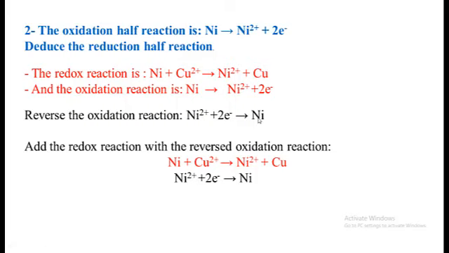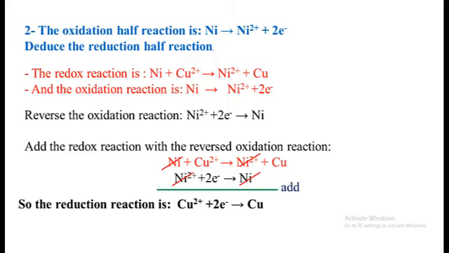Now, we should add the redox reaction with the reverse oxidation reaction. So my work is on the reverse oxidation reaction and not on the oxidation half reaction that is given. Now I should add these two reactions. First of all, we can see that the Ni can cancel each other, and we can see that the Ni2+ can cancel each other. So what will remain here? The reduction reaction is Cu2+ plus 2 electrons give Cu. This is the reduction half reaction.